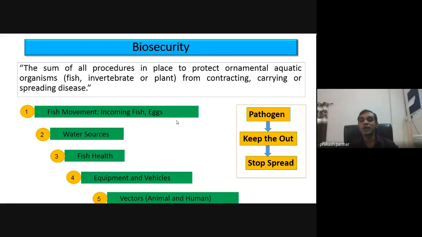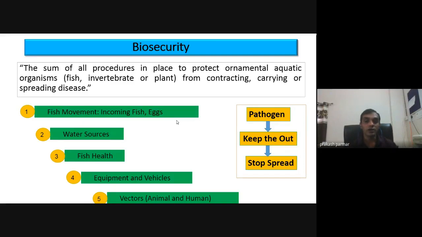Or if by some way the pathogen has entered the system, now the thing is to stop the spreading. That is very, very important. Suppose we have 3-4 aquariums, and in one aquarium the fishes have a particular disease. We have to take all the biosecurity measures so we can stop the spreading from one aquarium to another, or in the pond from one pond to another. This is the basic principle of biosecurity.